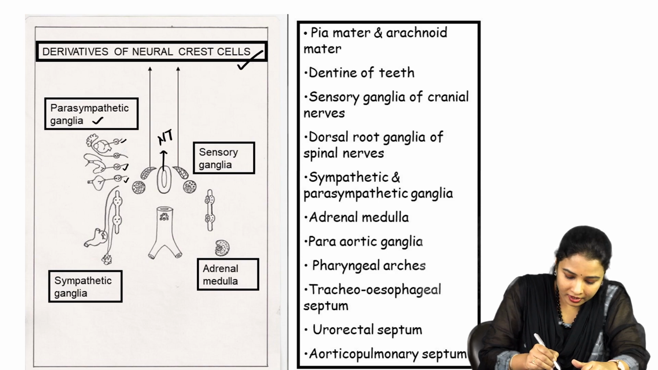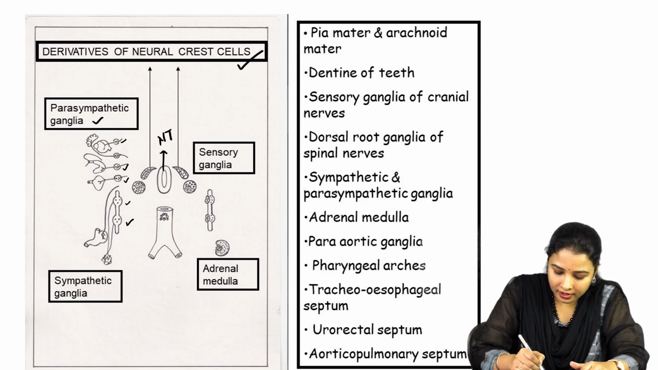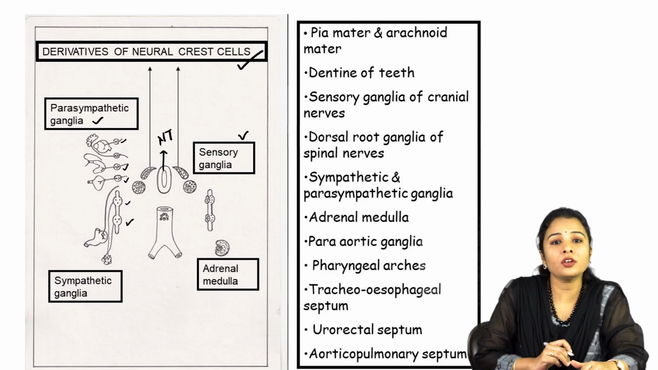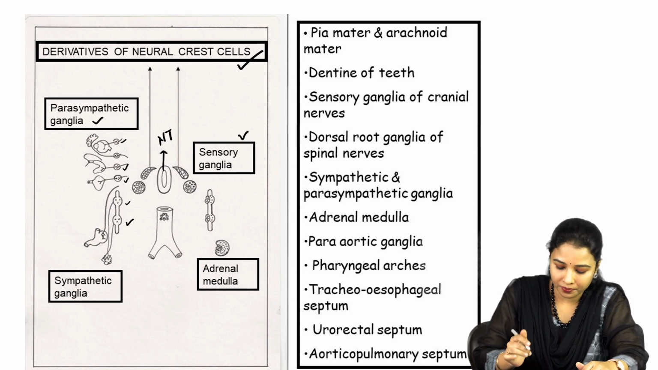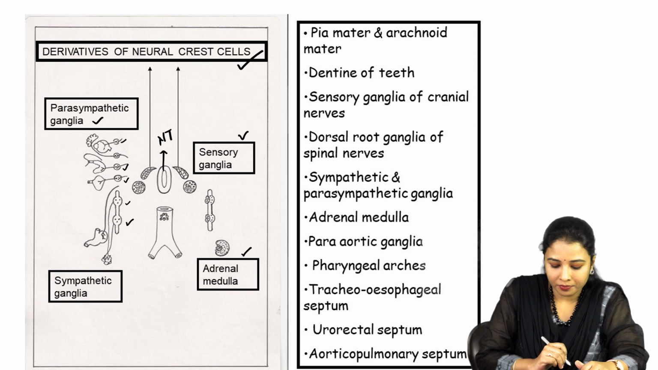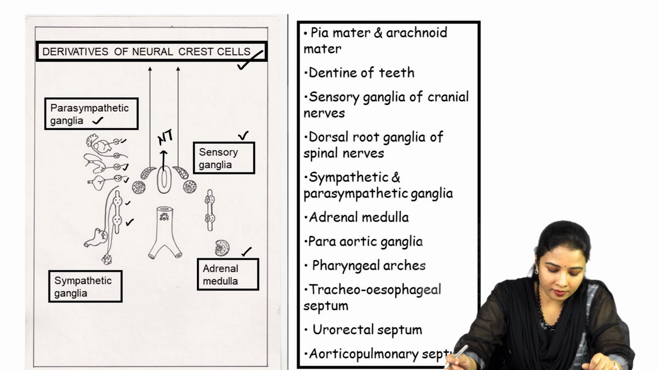On the other side, we can see the sympathetic ganglion forming sympathetic chain. And here are the sensory ganglion or dorsal root ganglion, which are present along the dorsal root of the spinal nerves. Adrenal medulla. So in the image we can also appreciate adrenal medulla, which is the center part of the adrenal gland or suprarenal gland, derived from the neural crest cells.